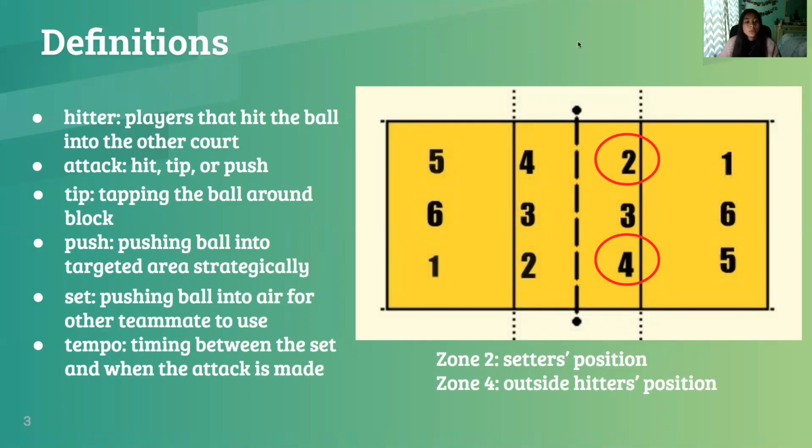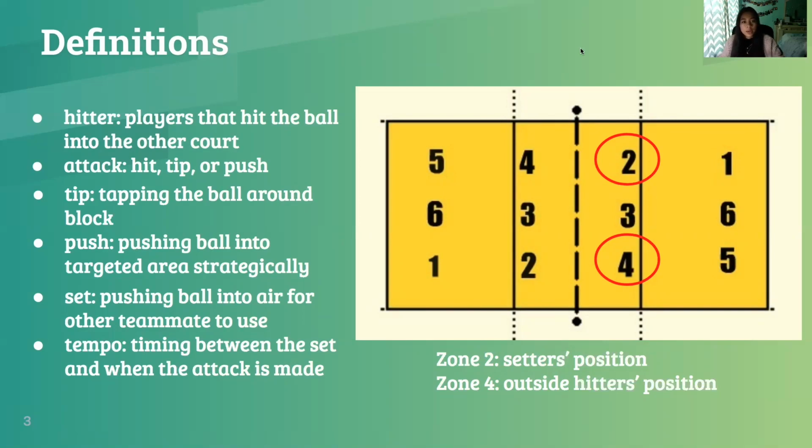Zone 4 is the top left of the court, aka outside hitter position. Zone 2 is the top right of the court, aka setter's position. In the game of volleyball, teams win points whenever the ball hits the floor on the opposite court. Players have strategies for winning points either by serving or attacking while on offense. During the game, each team has a setter who remains in Zone 2 and sets the ball to hitters. For example, a hitter in Zone 4 who will either hit, tip, or push the ball over the net and aim for a place in the other court that an opposing player cannot get to.